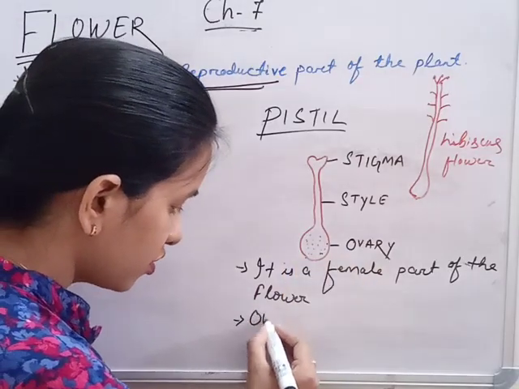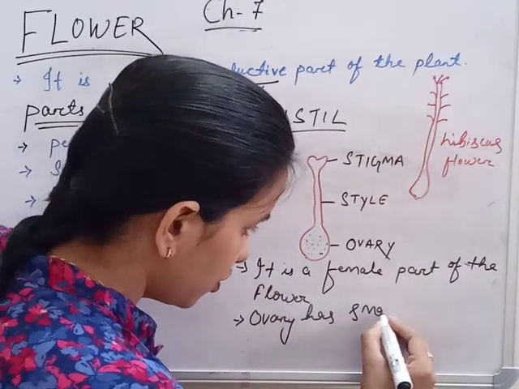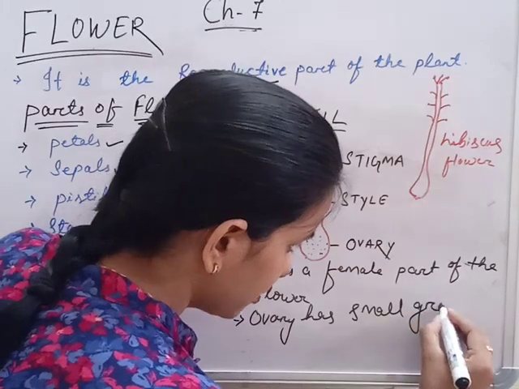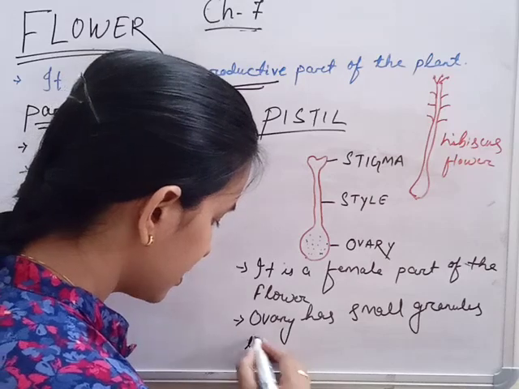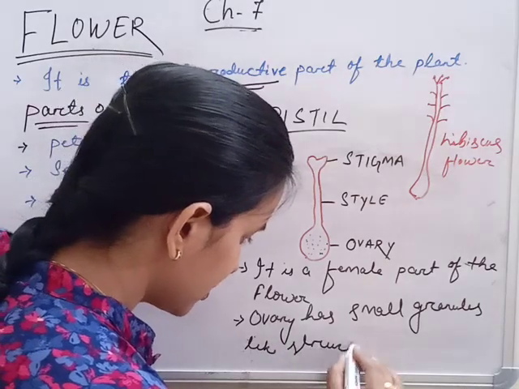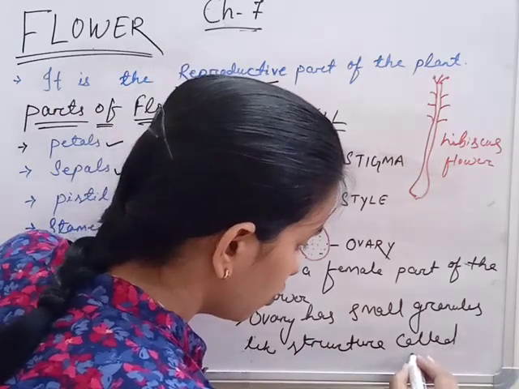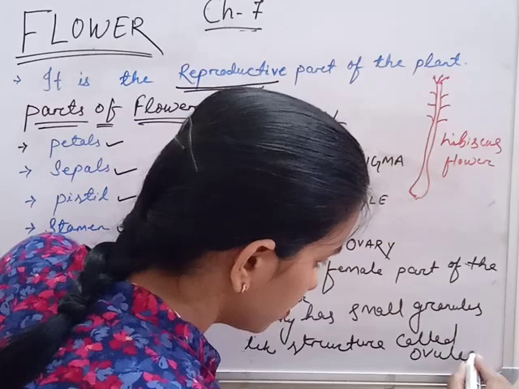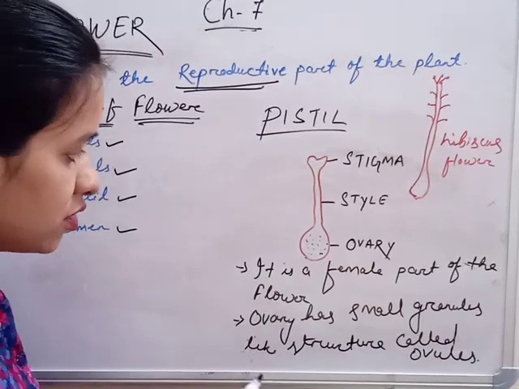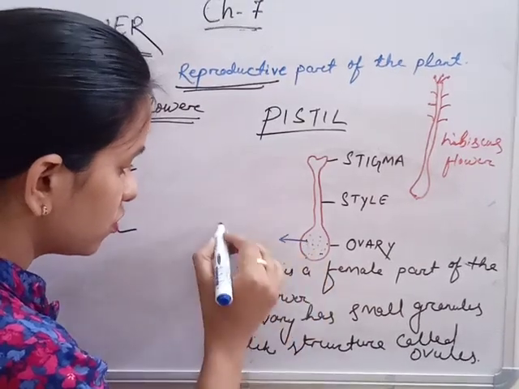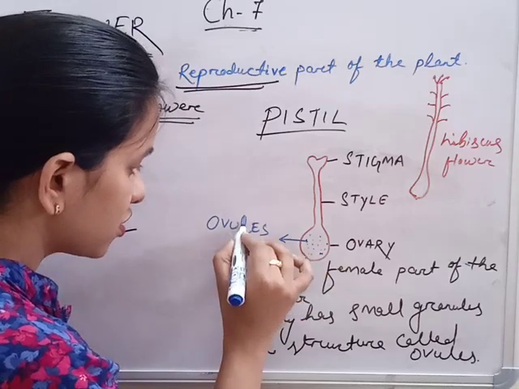Okay. The ovary has small granule-like structures called ovules. What are these small structures called? Ovules. Okay, these are called ovules.